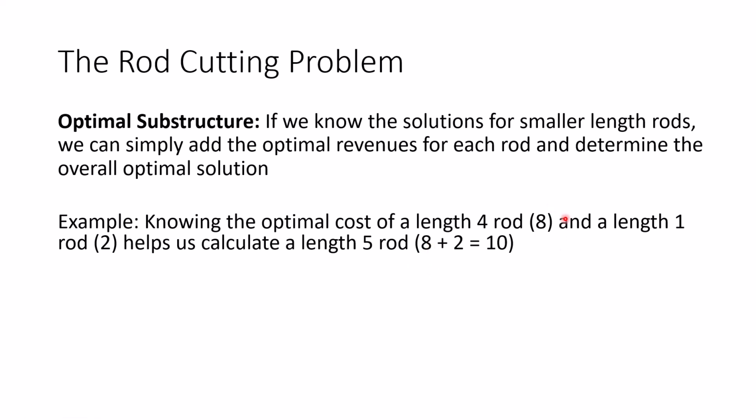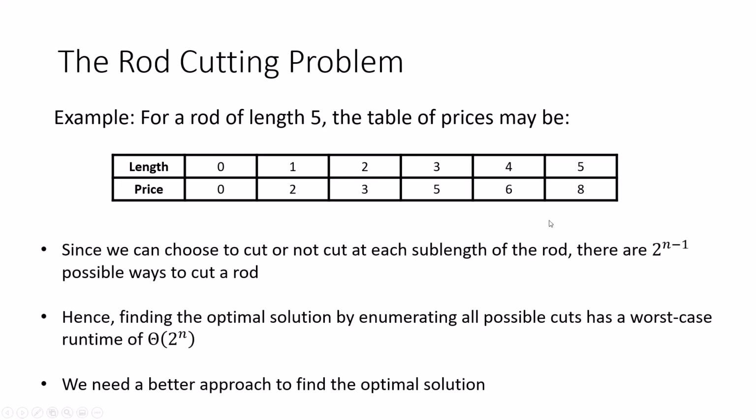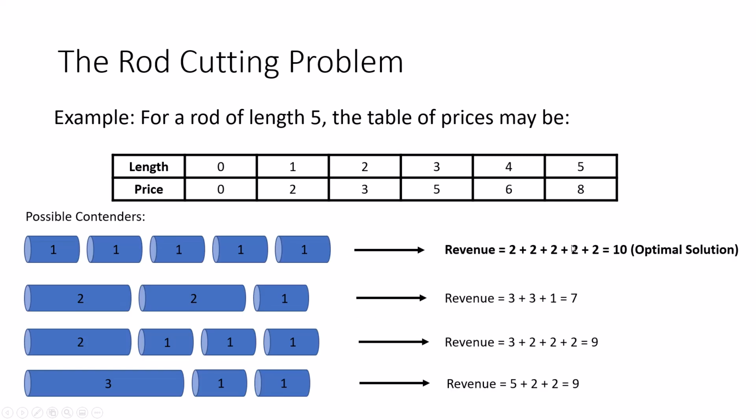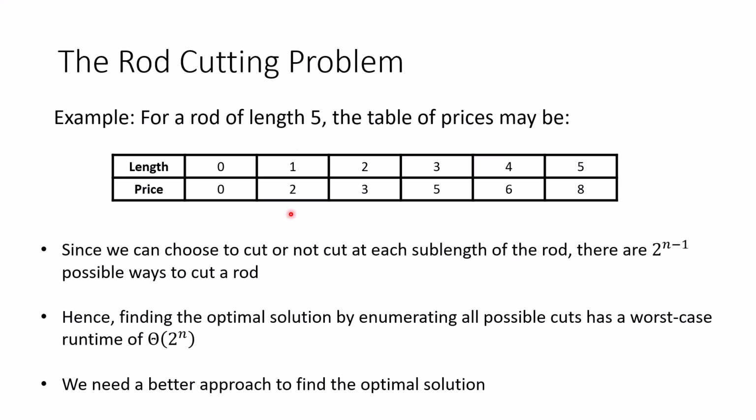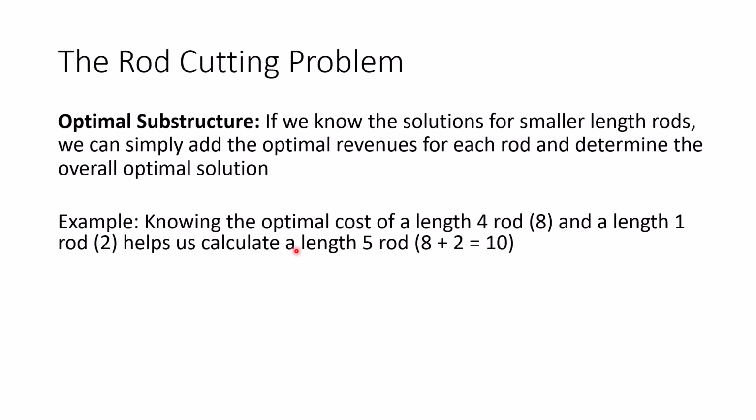I didn't really show that here, but for length 5 it happens to be 10. For length 4, you would get 2 plus 2 plus 2 plus 2 is 8. And the optimal solution for length 1, well, that's not a very hard problem. There's really only one option, which is to not cut it at all, so it's length 1. And that has a price of 2. And it turns out the solution for the length 5 rod is just going to be the sum of 8 and 2, which will give us 10.